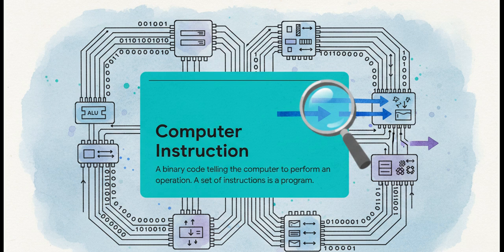But here's the revolutionary idea that changed everything. It's called the stored program concept. The instructions, the to-do list itself, are stored in the very same memory as the data they're going to manipulate.